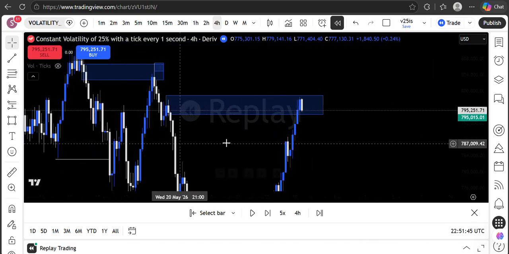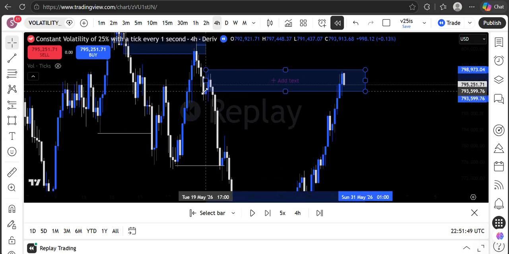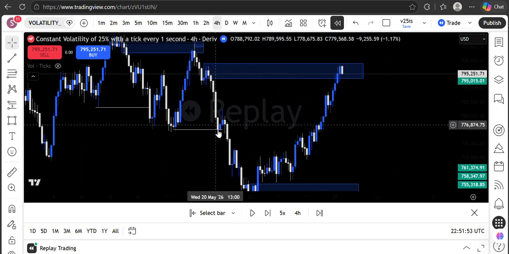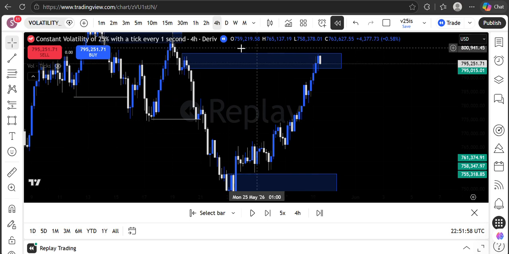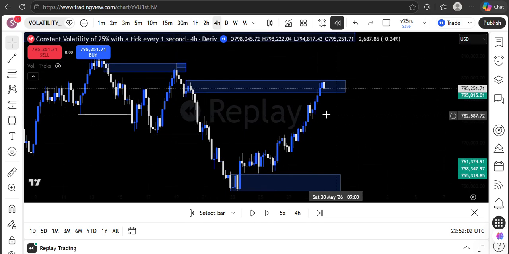So here we have our order block. This is the order block that caused this break of structure to the downside. So this particular order block. So here we are on the 4 hours time frame. So let's go down to our 1 hour time frame to refine this zone further.